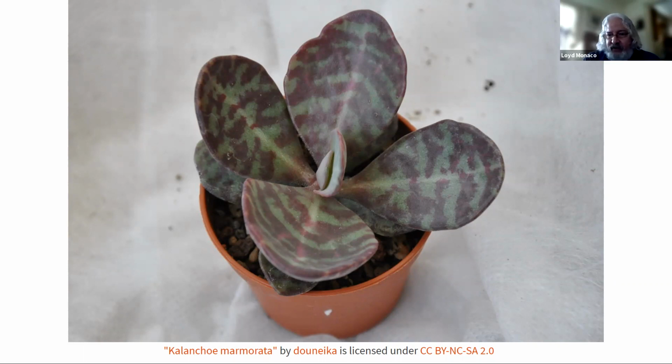Most of what I've stuck with here are ones that are going to be primarily for their foliage. When you get into further flowers, you can go the whole gamut of colors. They're one of the few succulents that are both grown in florist shops and sold as a flowering plant as well as a foliage plant.